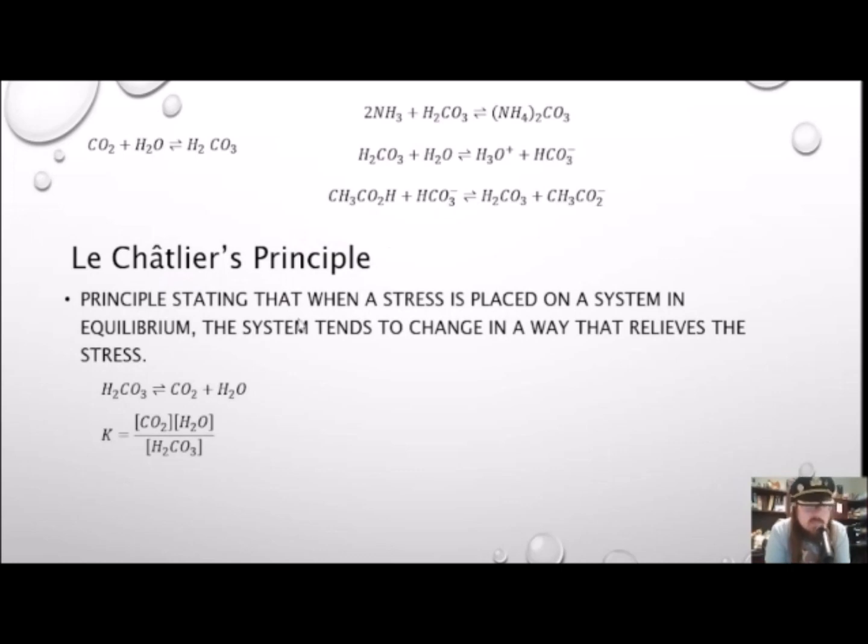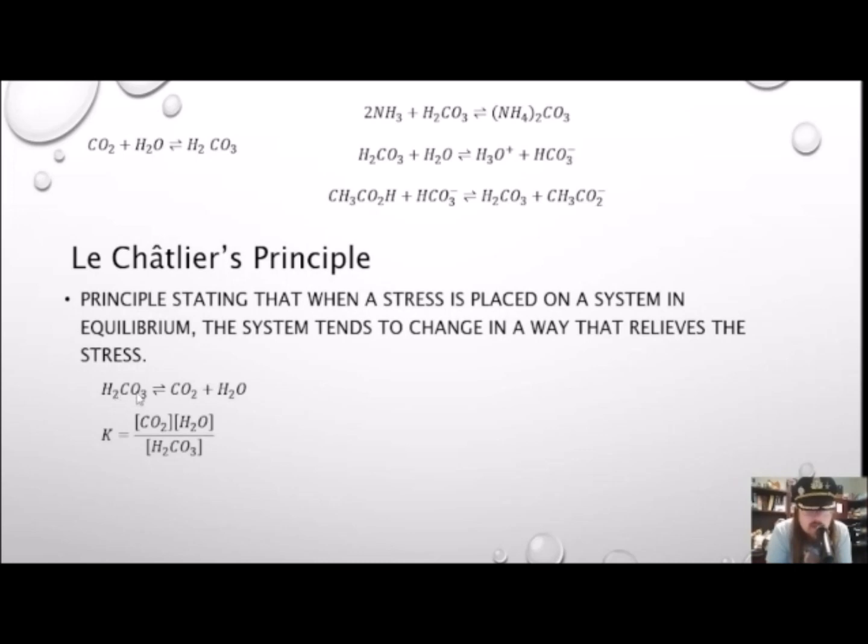Le Chatelier's principle simply states that when stress is placed on a system in equilibrium, the system tends to change in a way to relieve that stress. So if I add more hydronium or some source that donates hydronium, I'm going to absorb that hydronium away, neutralize that. If I add something that removes hydronium, I'm going to try to replace that hydronium and thus shift it one way or the other.